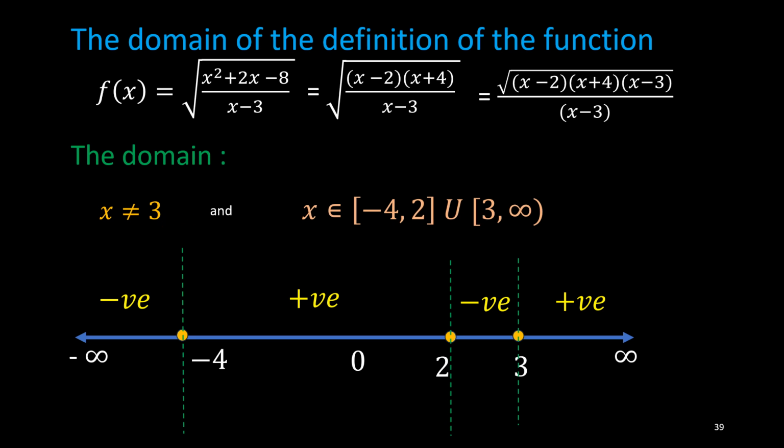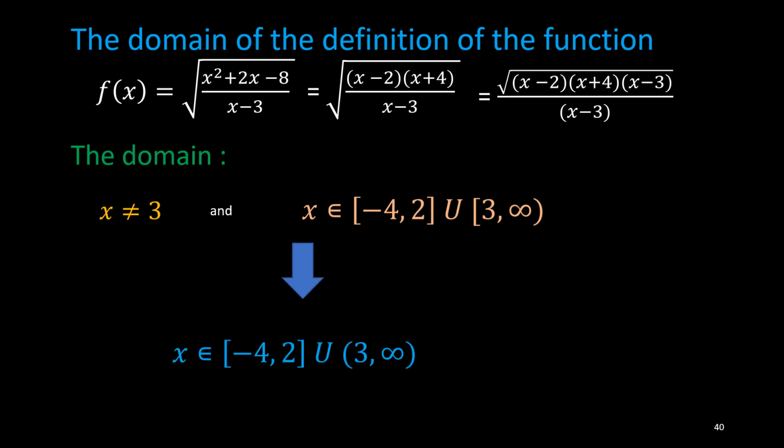So now the domain of this function should be modified. This will remain the same, there's no issue at all, minus 4 to 2. But here 3 was included earlier, but the denominator says that 3 cannot be included. Thus we'll remove this square bracket and put a round bracket to indicate that 3 is excluded. So this is the domain of the function. Okay.